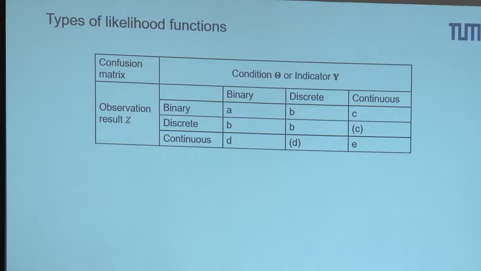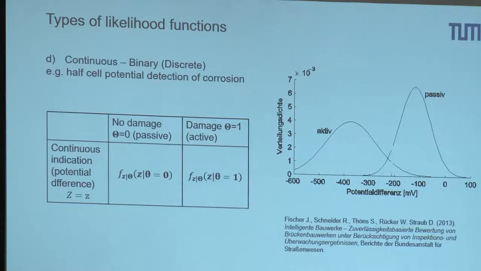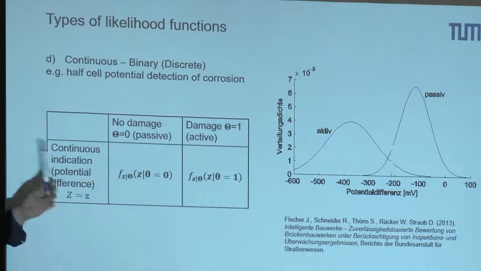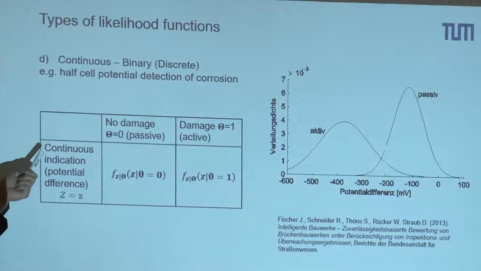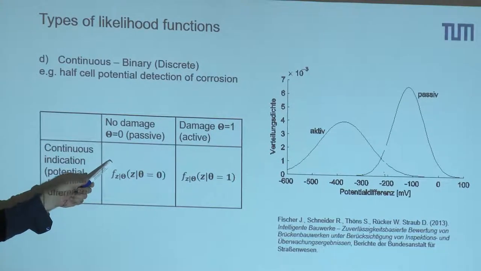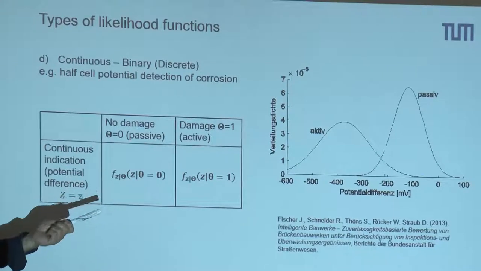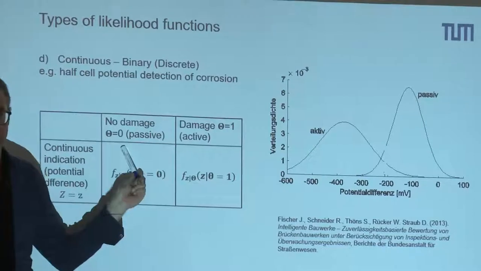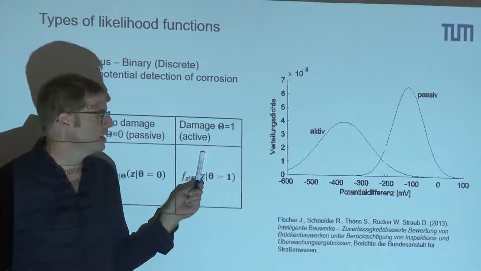Okay, case D, now the opposite. The observation result is continuous, whereas the state is binary. And here's another example of that. I mentioned this case already yesterday. It is an example where the state is discrete, so this is whether we have no corrosion or corrosion. Passive means no corrosion, active means corrosion.